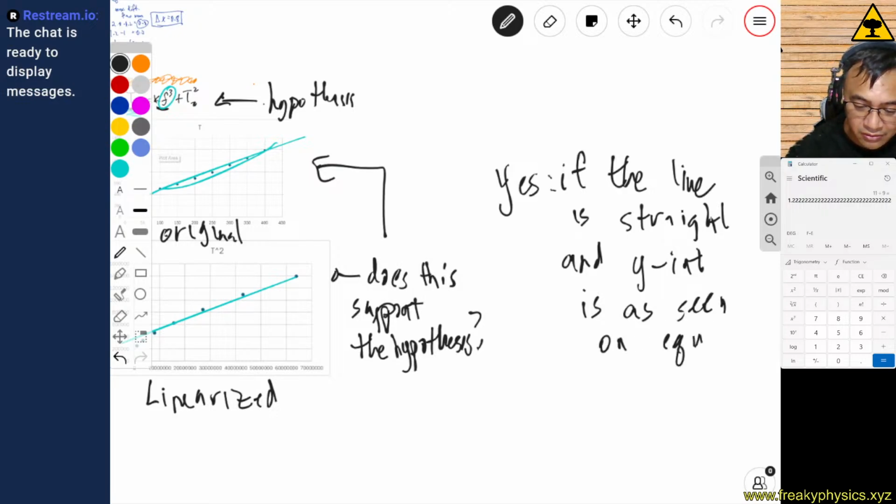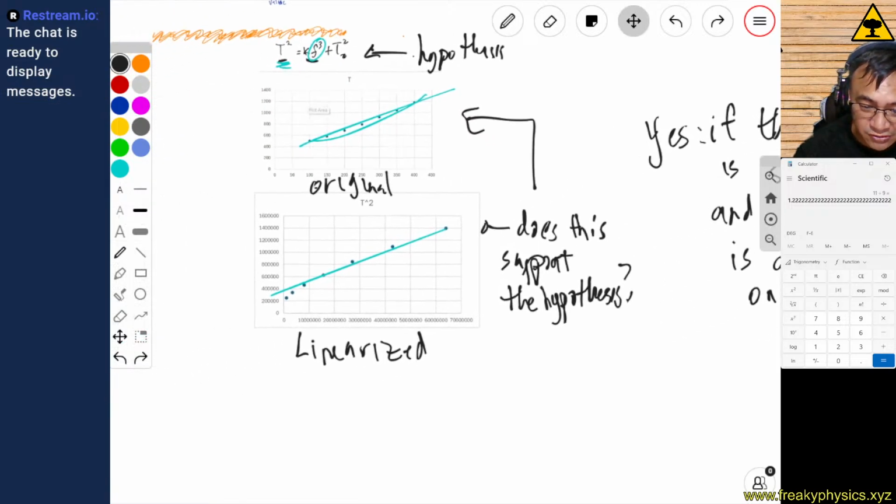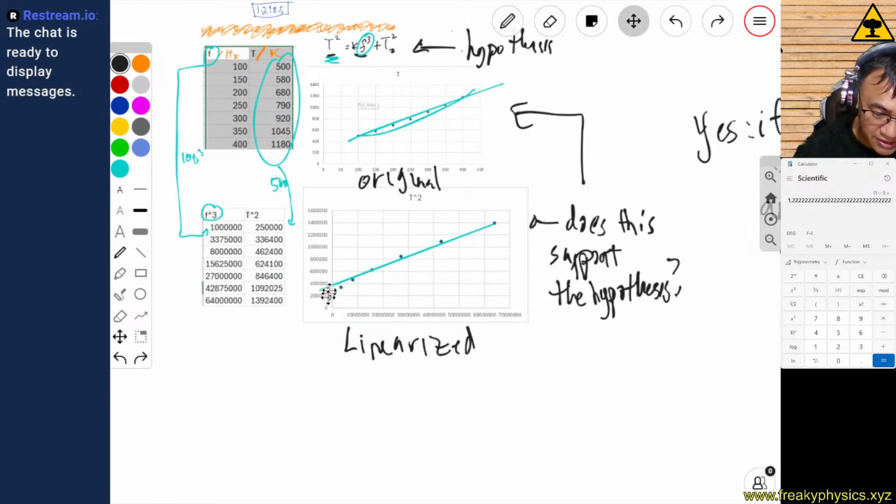Now, in this case, our equation has a t0 squared term there. So in this case, we need a y-intercept. So let's assume first that this is a straight line, and there's a y-intercept. That's our y-intercept for t0 squared, and then we find t0 from there. That is, again, assuming that that's a straight line.